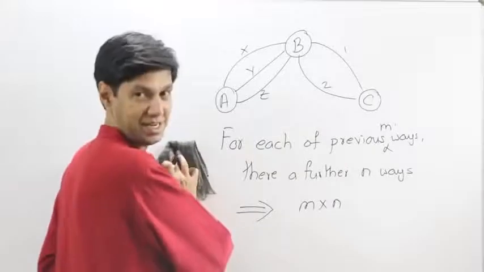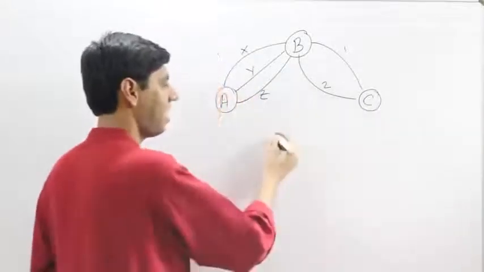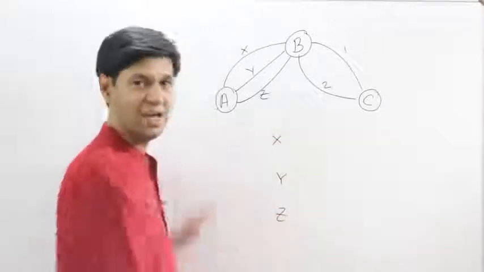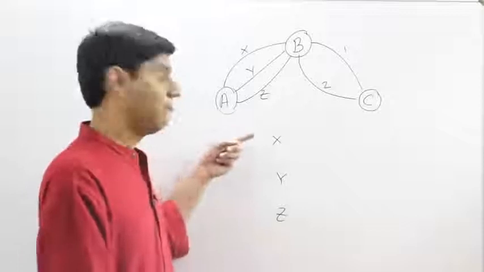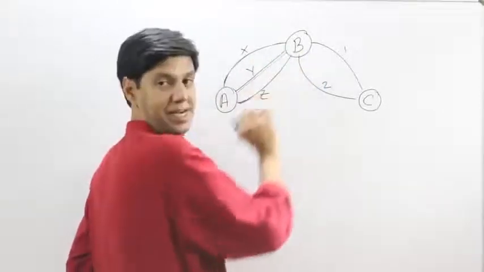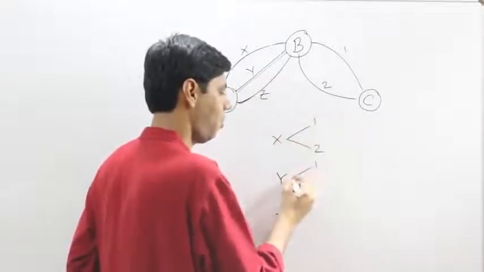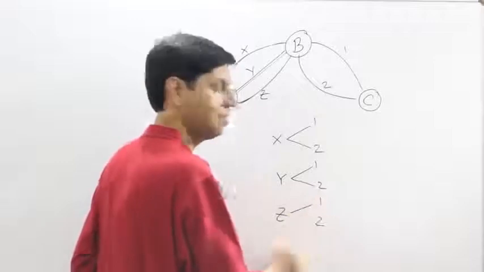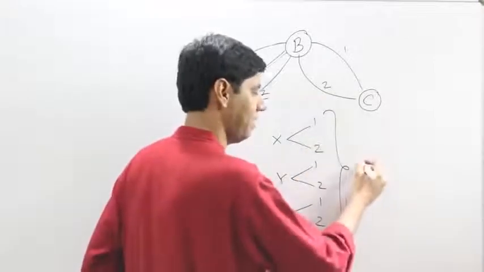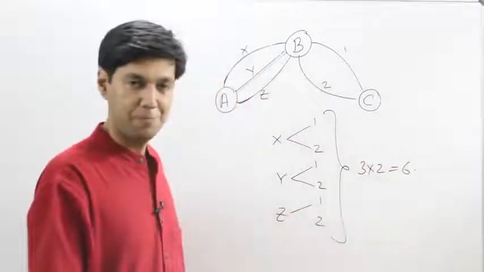Looking at the same sentence in a tree format, let's say I could travel either by a road x, y or z. For each of these ways, whether I have taken x or y or z, further I have 2 choices. Either I could take road 1 or 2. Right? So this means whenever a tree is formed, I would have to multiply. That is 3 into 2 equal to 6 ways. Hope you get the idea.